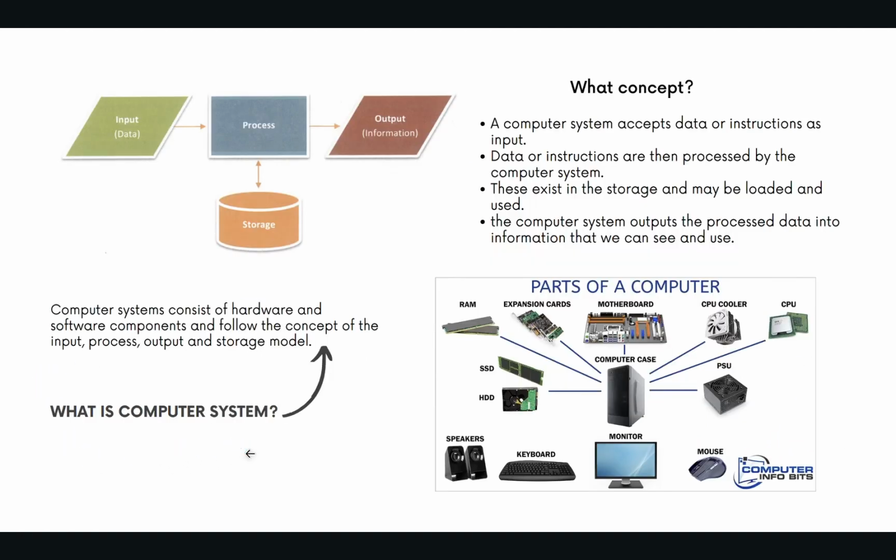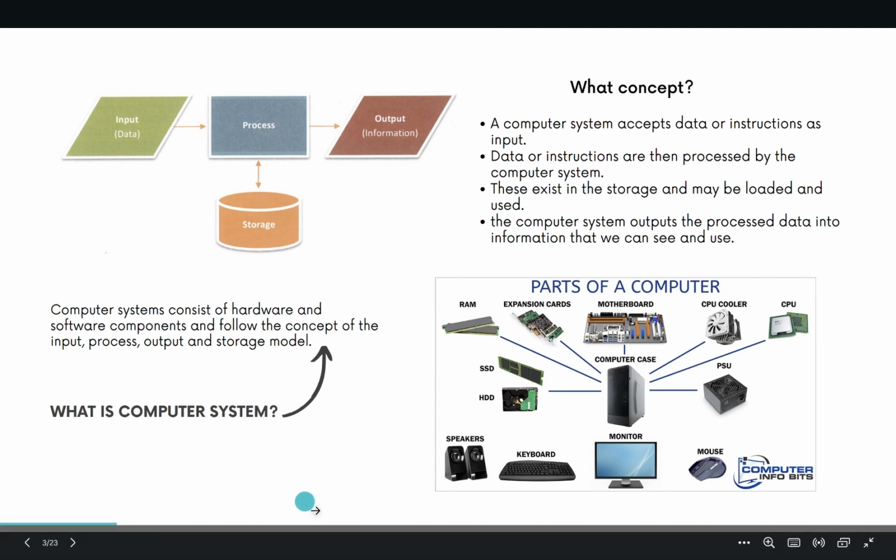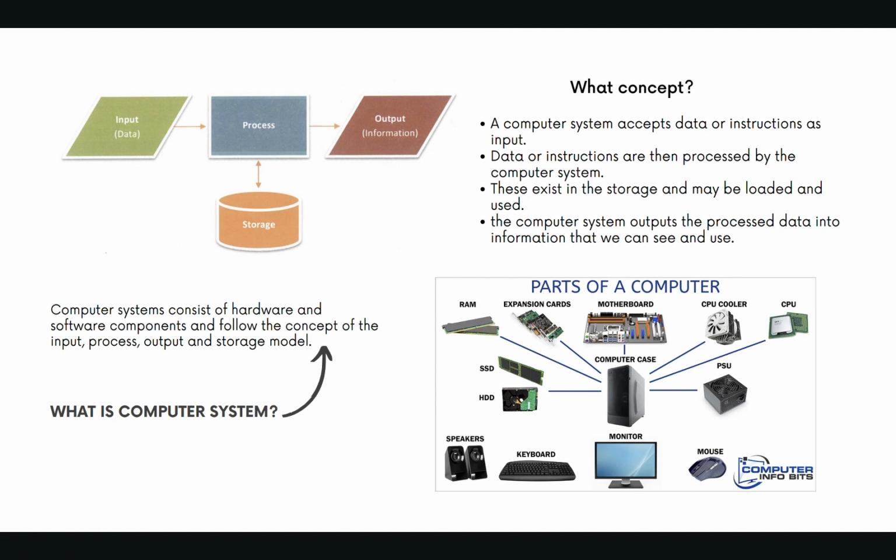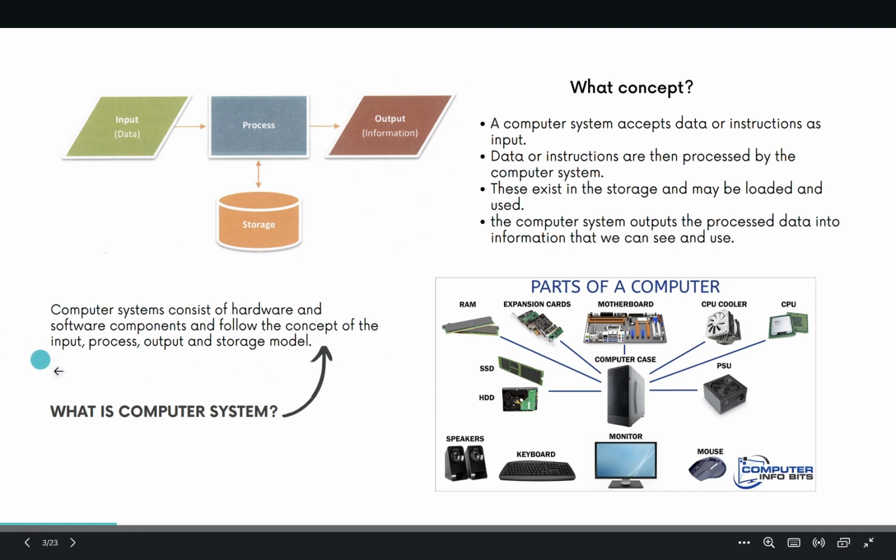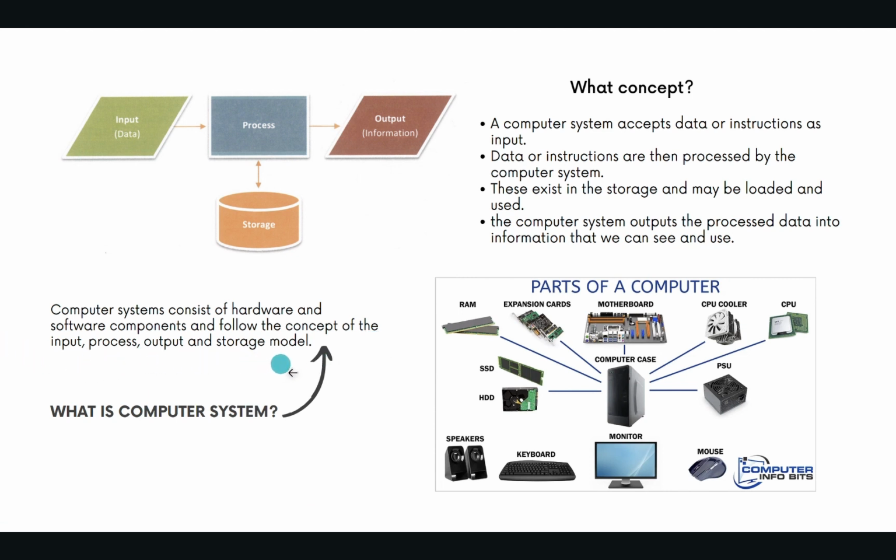First of all, before starting, let's talk about what a computer system is. It's a system that consists of hardware and software components. As you may know, hardware is something physical, something that we can see and touch, that physically exists in this world, while software is something virtual. And it follows the concept of the input, process, output, and storage model.